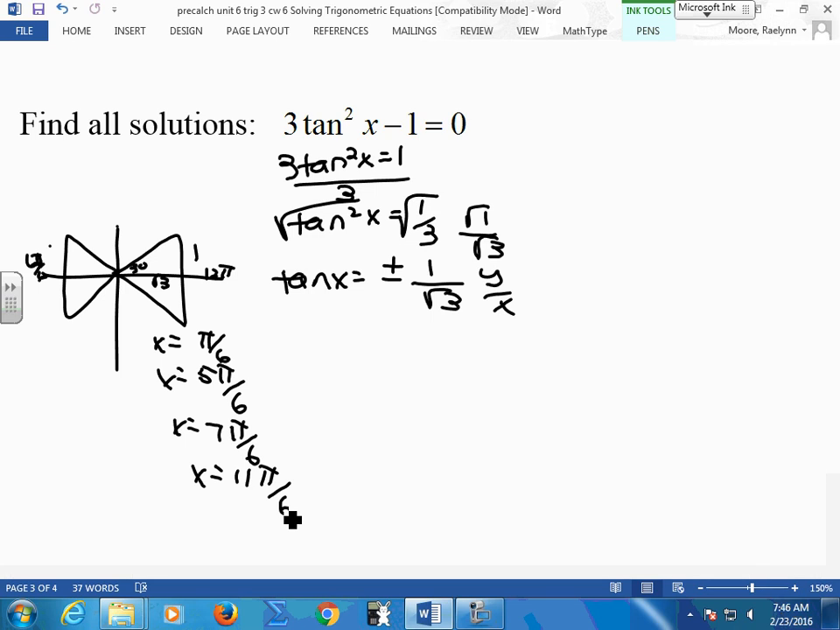So all I need to do is look for the ones across from each other. I don't need to add 2n pi to each one of those. I could, but it's kind of redundant. I'll keep hitting the same angles. So if I take this one, and I add n pi, I'll get this angle. So take the original, add n pi, and we'll just qualify it over here.